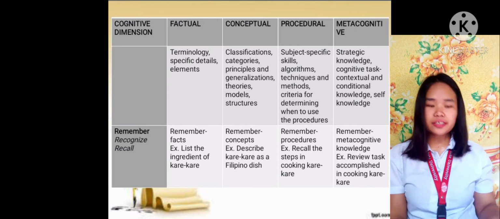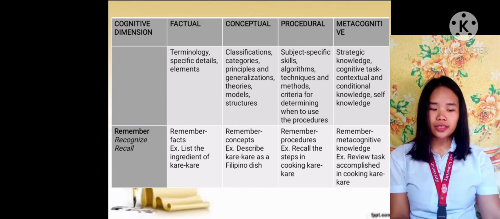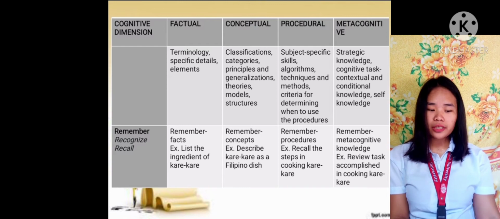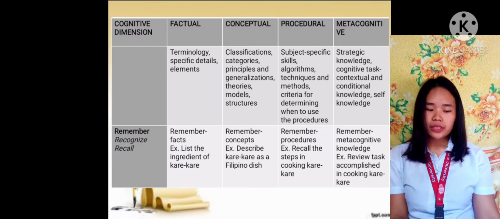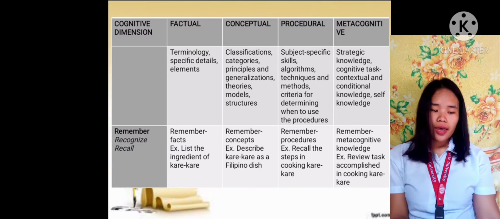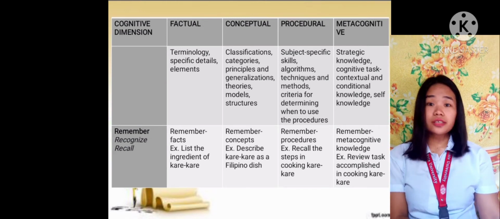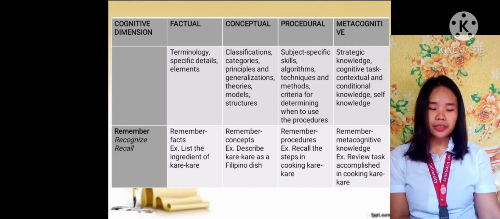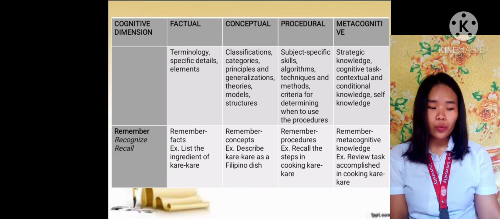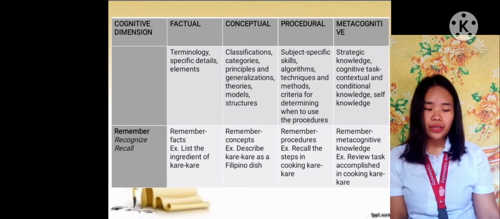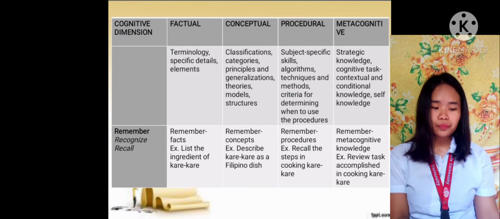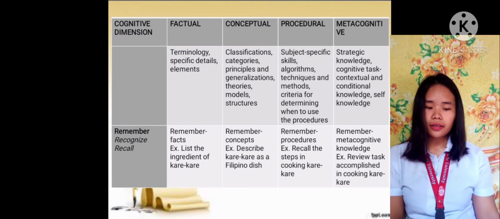Next is the conceptual. Classifications, categories, principles and generalizations, theories, models, and structures. So when we say conceptual, it is the interrelationships among the basic elements within a larger structure that enable them to function together. And then the procedural.